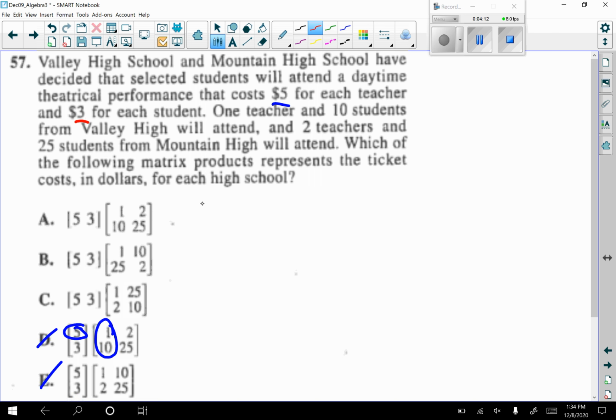I would have, let me write that in blue, $5 times the 1 teacher plus $3 times the 10 students. And then from the Mountain High School, we would have $5 times 2 teachers plus $3 times 25 students. And is that what that says up here? Yes. So A is the correct answer, but let's take a look at B and C.